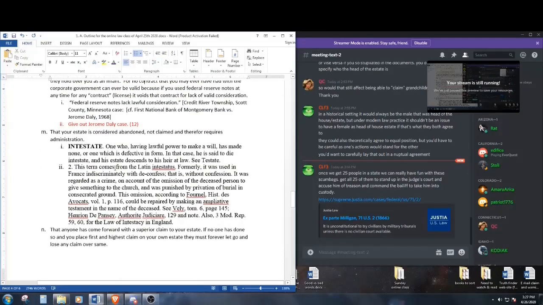So the next presumption is that your estate is considered abandoned, not claimed, and therefore requires administration. This is the aspect that no one comes back to claim little you at the foundling hospital after you've been abandoned for 7 years.